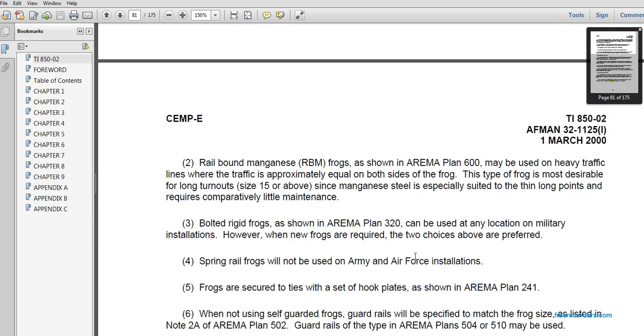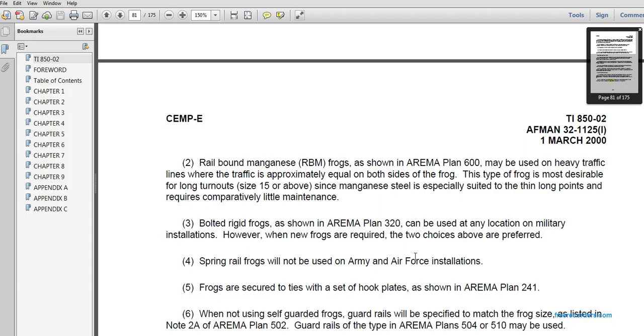2. Rail-bound magnesium RBM frogs are shown in the REMA Plan 600, may be used on heavy traffic lines and the traffic approximately equal on both sides of the frog. The tip of a frog is most desirable on long turnouts of the sizes 15 or above. Since magnesium steel is suited to the long points, it requires comparatively little maintenance.